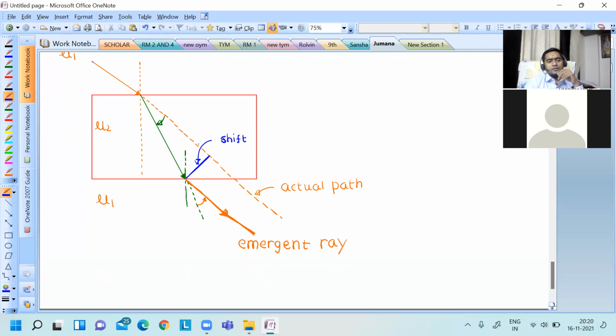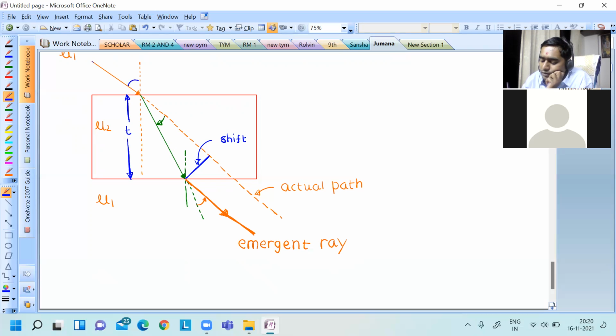I don't think you have any formula for this shifting of light. I have critical angle and total internal reflection, but that is a different thing. If you want to remember the formula for the shifting of light, it's a little bit tricky. Do you have that formula or not? If you can, just say what the formula is. Of course I can.